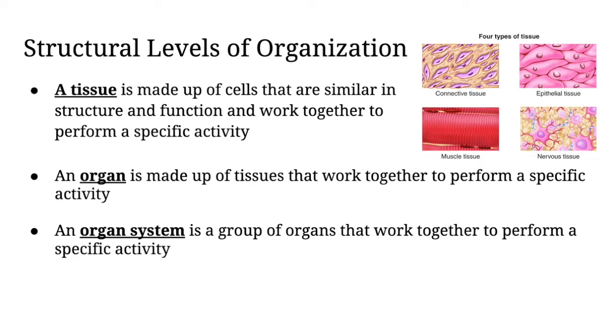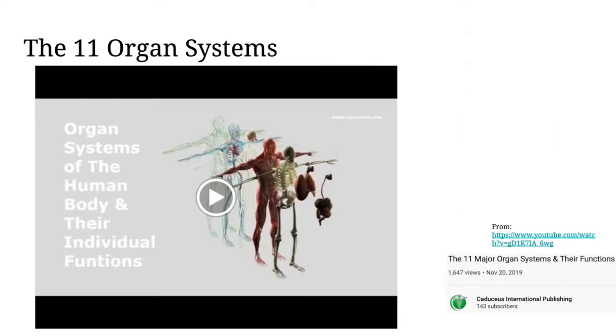But when you have groups of tissues that work together to carry out a specific function, that's going to be considered an organ. And then organs working together to carry out a specific job for the body would be your organ systems. We, again, like I said earlier, have 11 major organ systems. So we're just going to watch this short video quickly.